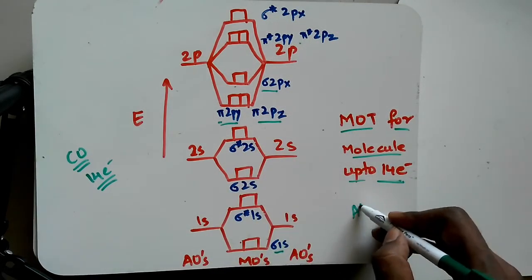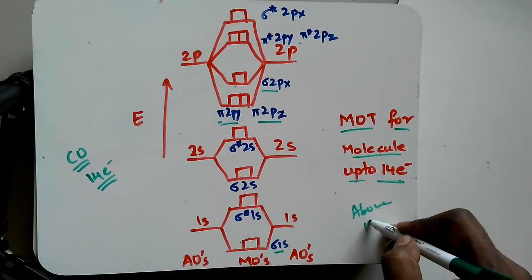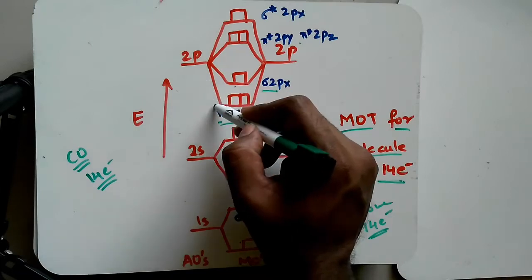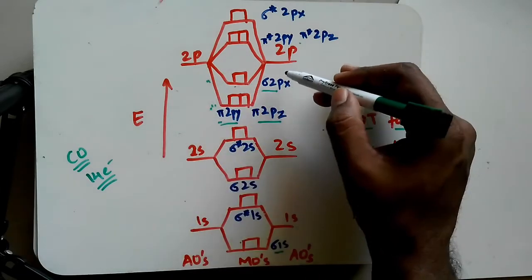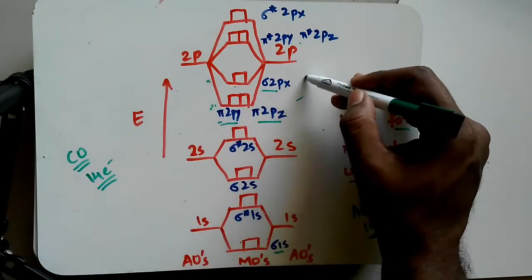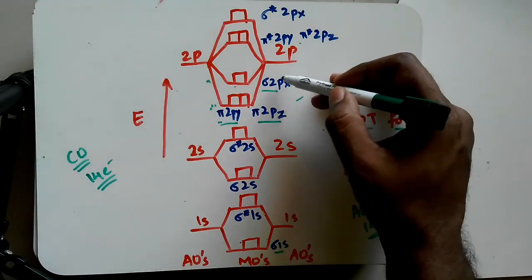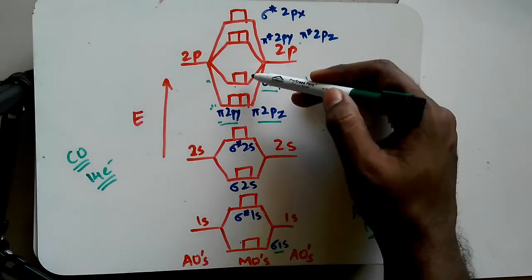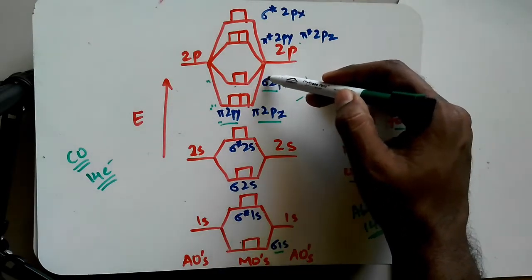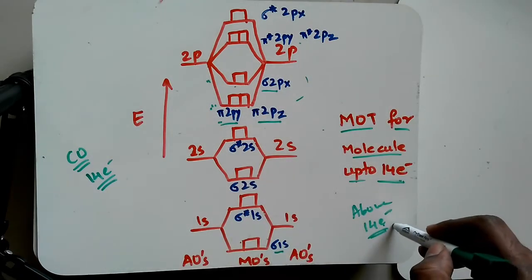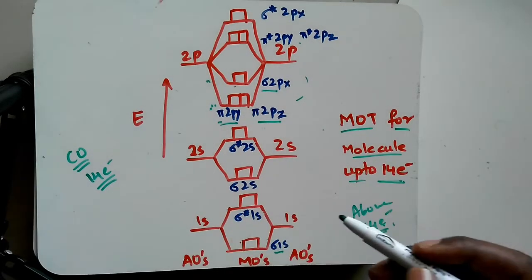Now what happens above 14 electrons? What will be the changes above 14 electrons? Nothing, just these two will swap places. Just exchange these two places and you can use it for above 14 electrons. Hope I am clear. Everything remains the same, you just have to swap or interchange these two places, and you get the MOT for above 14 electrons.